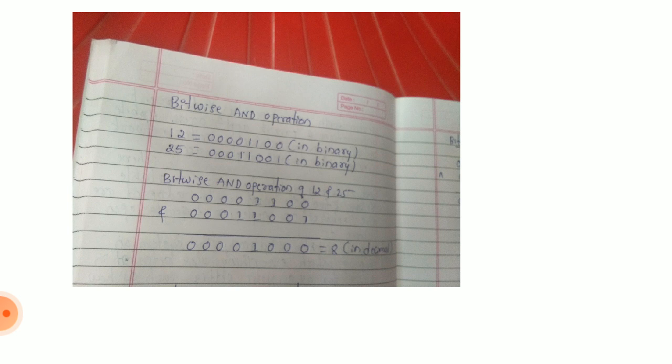So, from the right side: 0 and 1 gives 0, 0 and 0 gives 0, 1 and 0 gives 0, 1 and 1 gives 1, 0 and 1 gives 0, and the remaining bits are all 0. This is the result, and after converting it again to decimal, you will get 8, that is 1000, 2 raised to 3, which is 8. This is the manipulation of the bitwise AND operation.